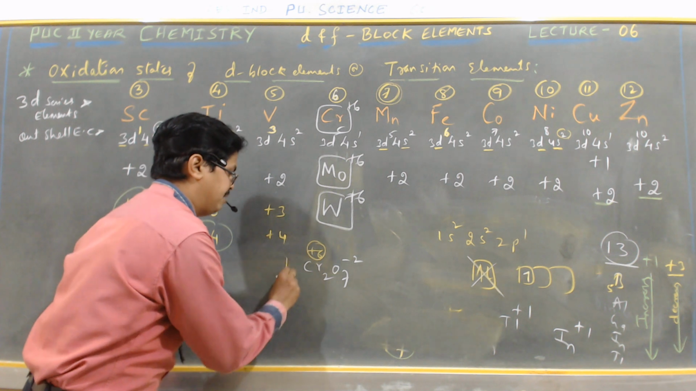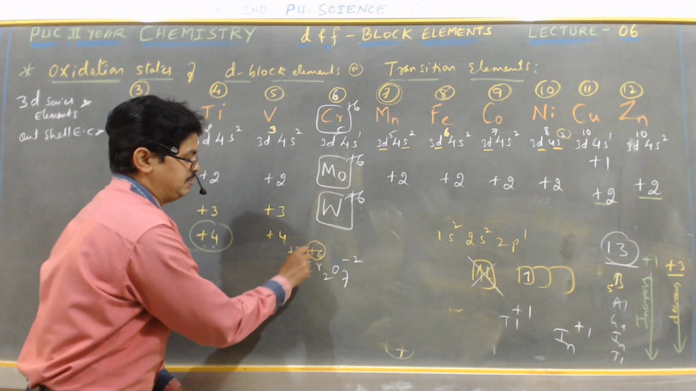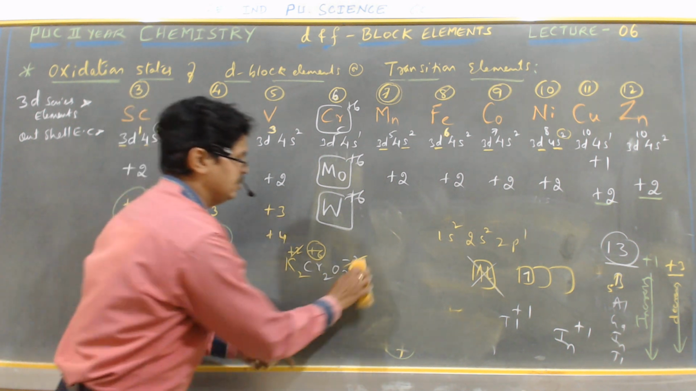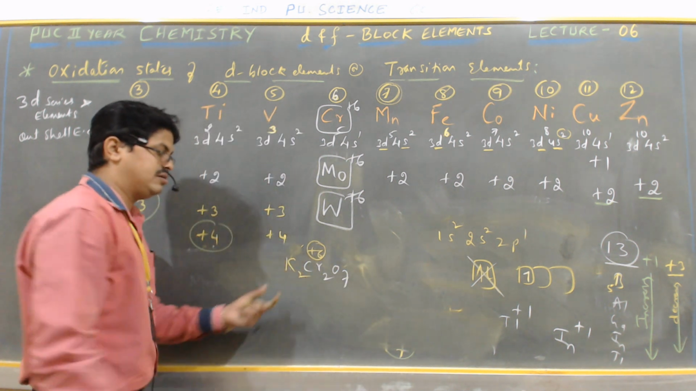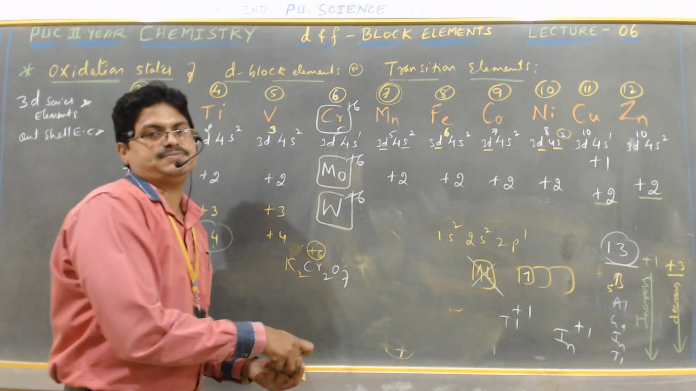For example, let me take potassium dichromate, K2Cr2O7. K is plus 1, two of them are plus 2, plus 2 minus 2 cancels. So here the oxidation number of chromium in potassium dichromate is plus 6. It is unstable.